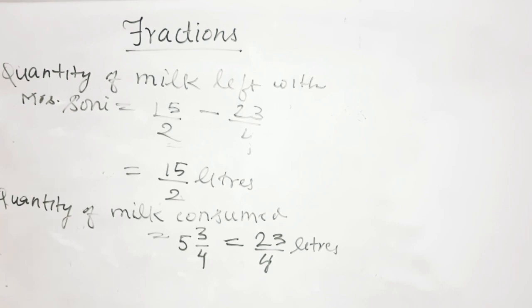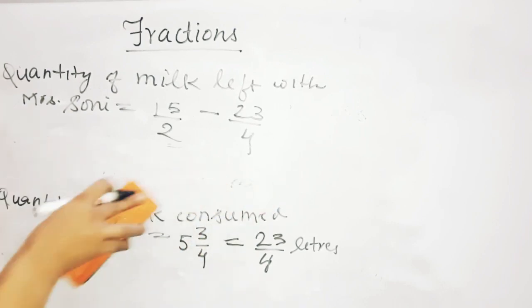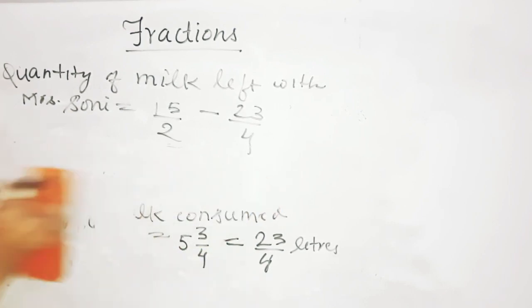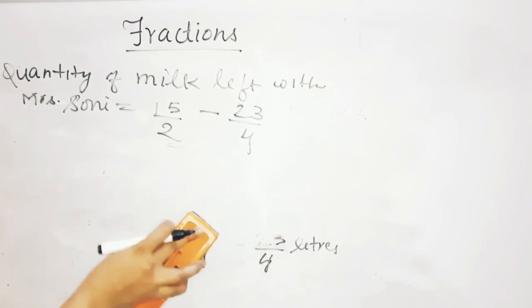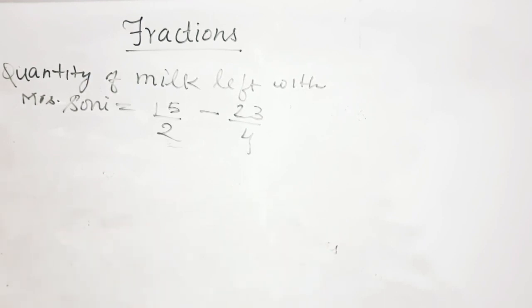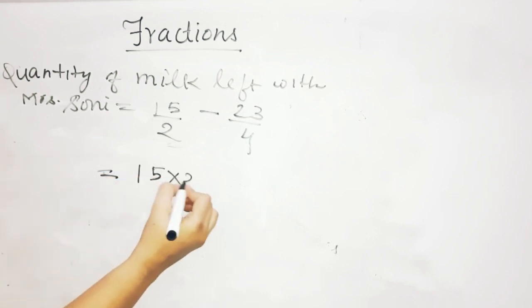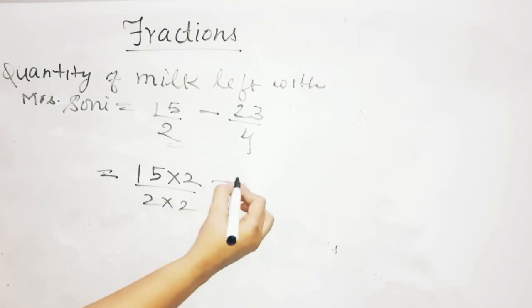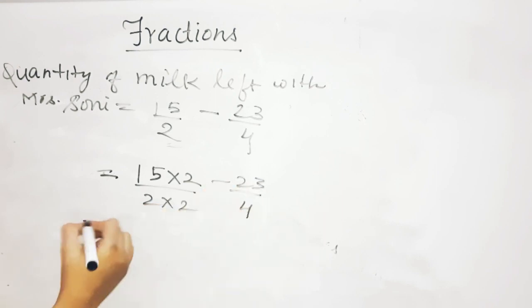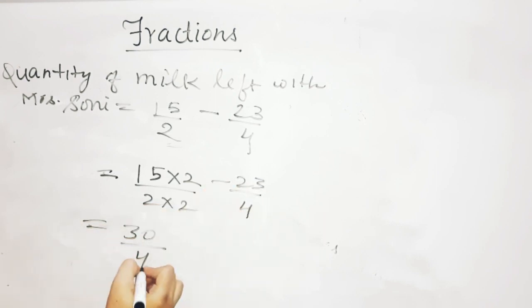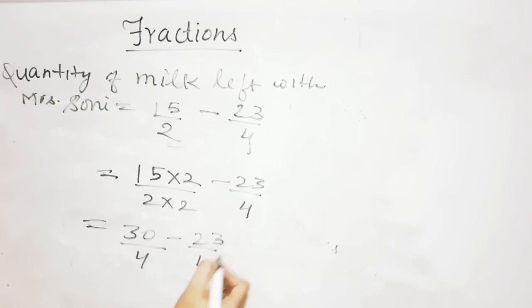Now what is the LCM of 2 and 4? Since 2 and 4 comes in the table of 2, I have already explained to you that the highest number will be the LCM. So the LCM of 2 and 4 is 4. So to make it 4, 2 has to be multiplied by 2. 4 is already 4. So here it will be 30 upon 4 minus 23 upon 4.